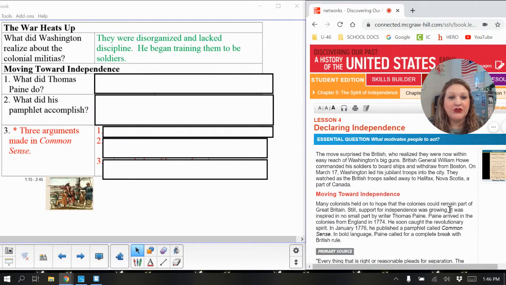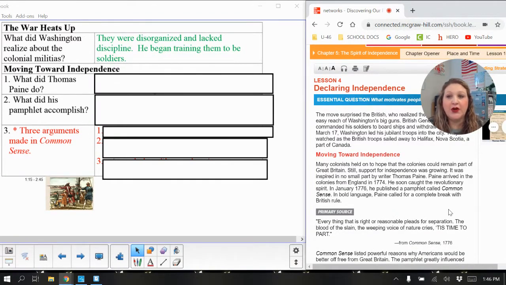Okay, and now we're moving toward independence. And number one, what did Thomas Paine do? So I will read here. Many colonists held on to hope that the colonies would remain part of Great Britain. Still, support for independence was growing. It was inspired in no small part by a writer, Thomas Paine.